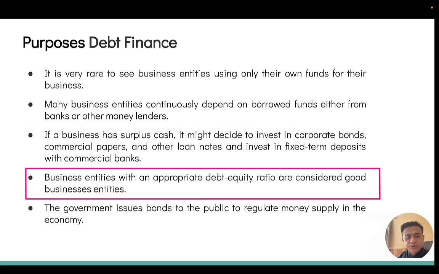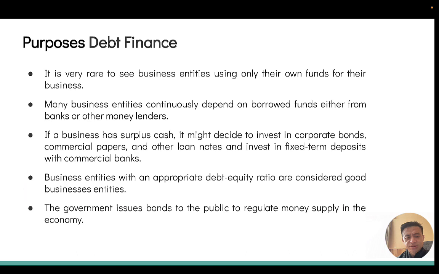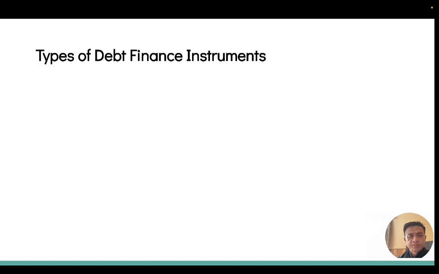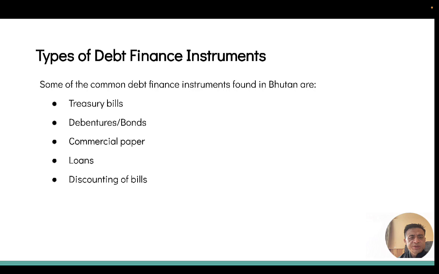Business entities with appropriate debt equity ratios are considered good business entities. The government also issues bonds to the public to regulate money supply in the economy. What are some of the different types of debt instruments issued by the government as well as companies of Bhutan?